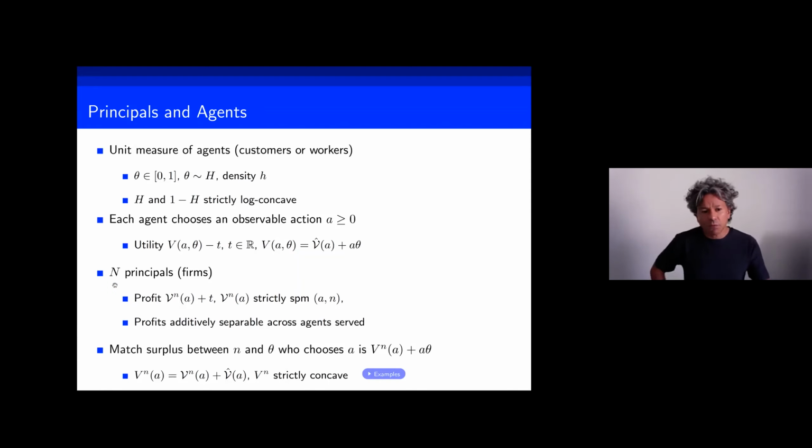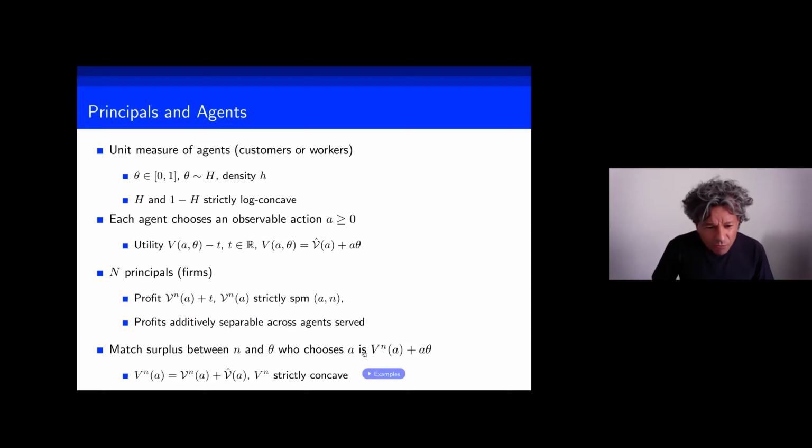Regarding firms, there will be these n principals, or firms, and the payoff will consist of these two parts: the transfer, and also this function script V_n of A, which you can think of as transforming the action that an agent chooses into a revenue, or it could be a cost for the firm depending on the application at hand. And we are going to assume, and this is crucial for our purposes, that this function script V_n will be strictly supermodular in A and n. And to avoid further issues of complementarities, we are going to assume that profits are additively separable across all the types that are served by any given firm.